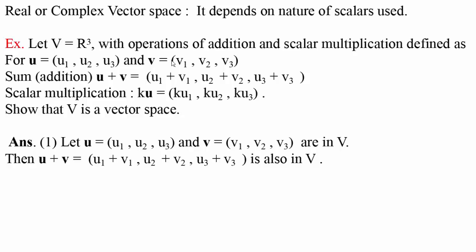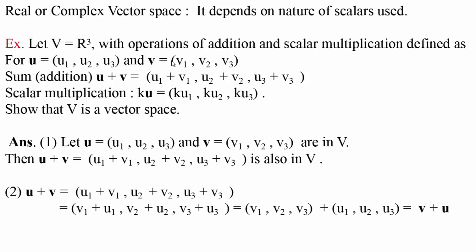Then, by definition of sum, u plus v is nothing but (u1 plus v1, u2 plus v2, u3 plus v3). It is again three-dimensional space. u1 plus v1 is a number, u2 plus v2 is a number, u3 plus v3 is also a number. As u1 plus v1, u2 plus v2, u3 plus v3 are all real numbers, this u plus v belongs to R cube, and hence it is also an element in R cube, that is V, and hence addition is closed.